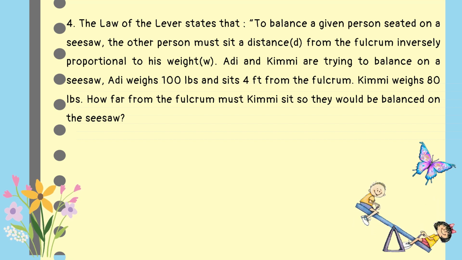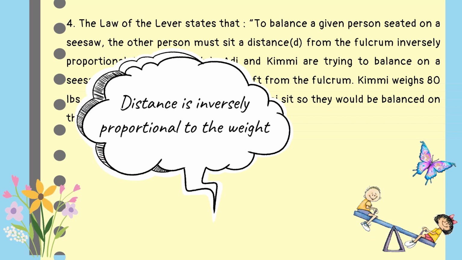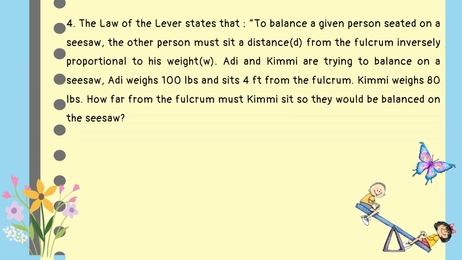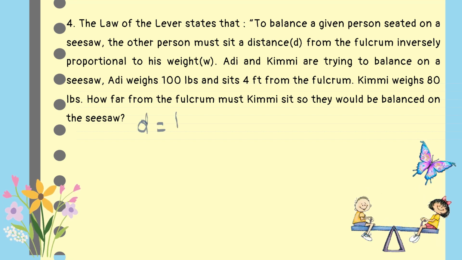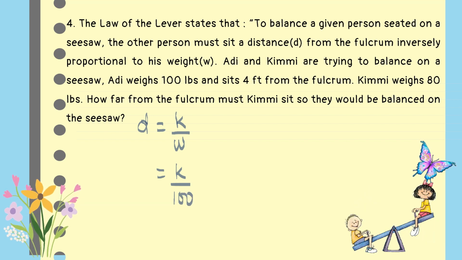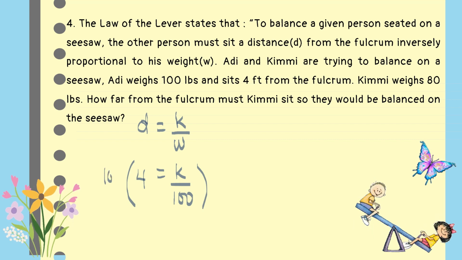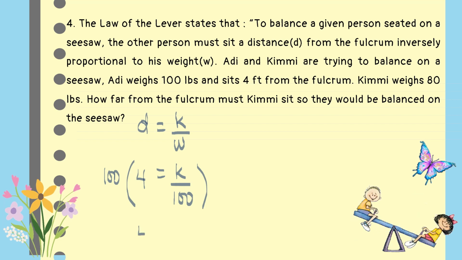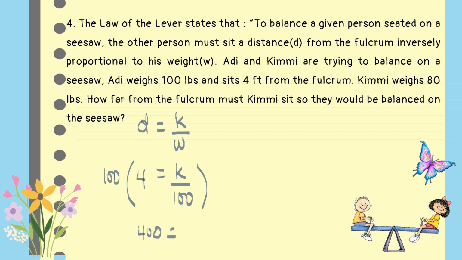So, we have to translate this and make an equation of variation. The distance is inversely proportional to the weight. So, we can write that as D equals K over W. Adi weighs 100 pounds, so let's say the weight of Adi is 100 pounds and sits 4 feet from the fulcrum. So, the distance is 4 feet. So, 4 equals K over 100. To solve for K, we multiply this by 100. So, we get 100 times 4 is 400 equals 100 times K divided by 100 is K. So, the constant of variation is 400.